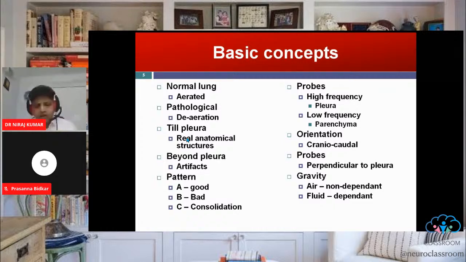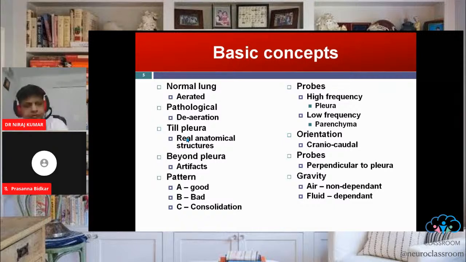Then we can use different kinds of probes: linear probe, curvilinear probe, phased array probes, and microconvex probes can also be used. What I suggest is that if you want to see till the pleural level, you should use a high frequency probe, like the linear probe. But if you want to see deeper, like the accumulation of fluid or the pathology of the lung, you should use a low frequency probe, the curvilinear probe or phased array probes.